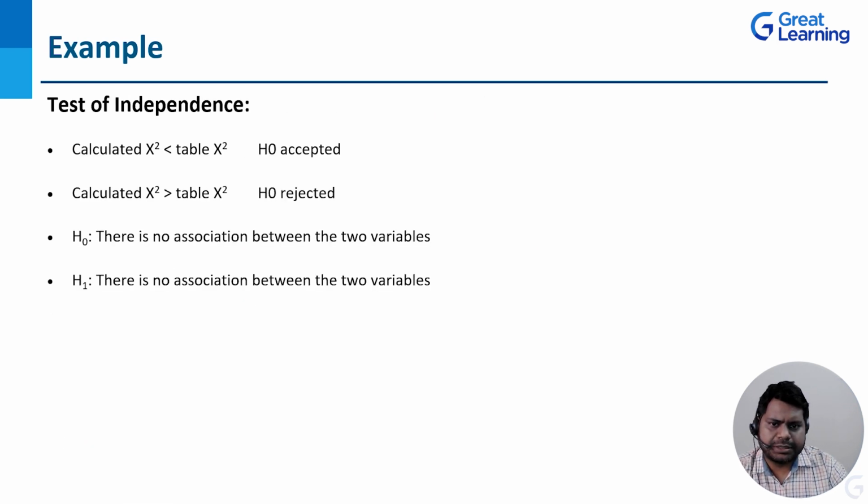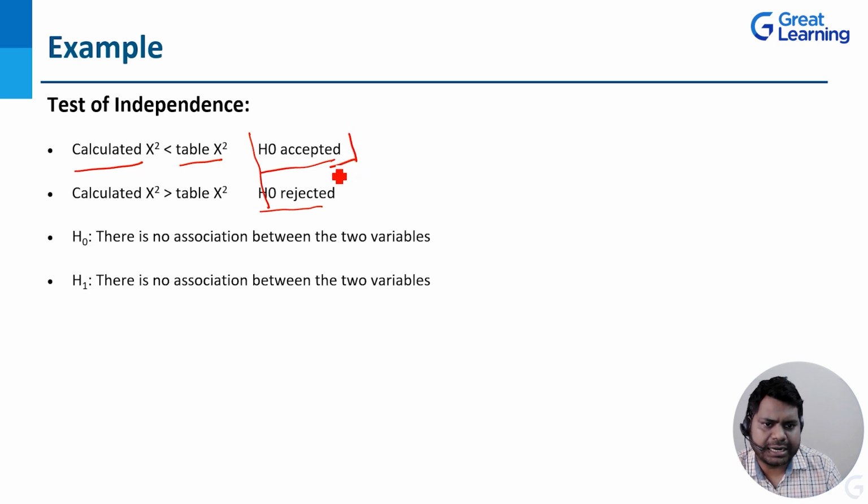Moving on to the next slide. The next step is to define our hypothesis. Our hypothesis says that if calculated x square is lesser than tabular x square, in that case we can say the hypothesis is accepted. This null hypothesis is denoted by H0.